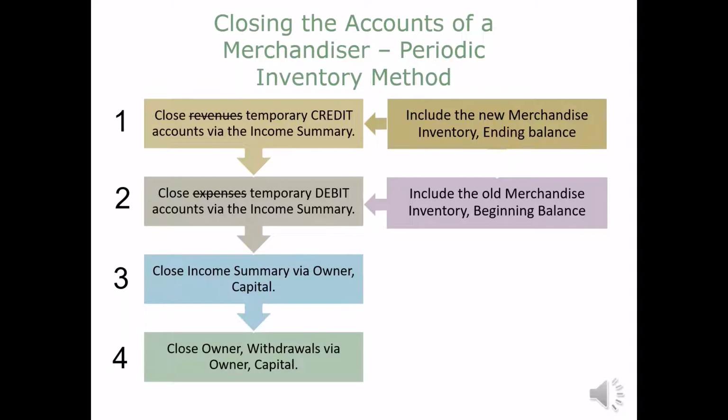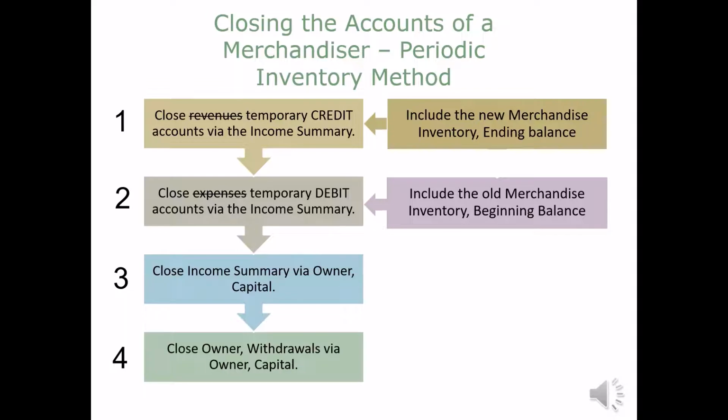The second step will not be just to close expenses, but to close all temporary debit balance accounts into the income summary account. And to that, we're also going to include the old merchandise inventory beginning balance. Again, we'll talk about that in a minute. Third has not changed. We close the income summary into capital. And fourth, we close withdrawals into capital.